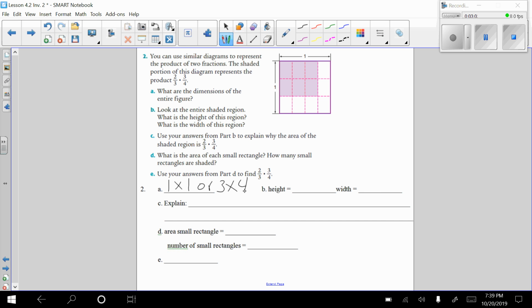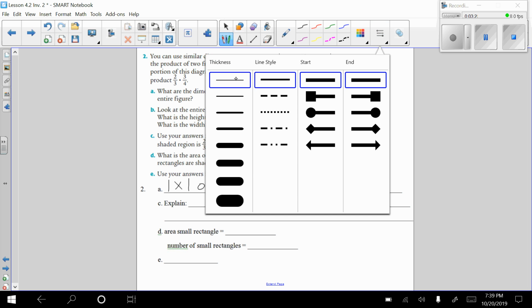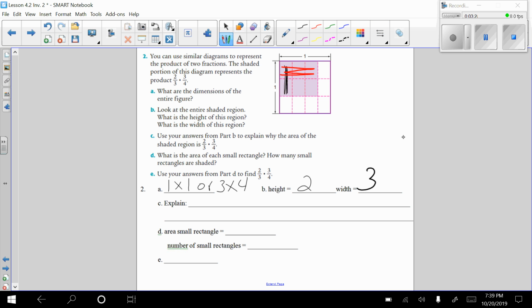Now look at the entire shaded region. What is the height of this region? Remember, just what is shaded. Well, if you're looking at the height, we're looking at the shaded part right here. So 2 of the height is shaded, so 2 out of the 3. And if we're looking at the width, we're looking right here, and we can see that 3 out of the 4 are shaded. So there, we can go ahead and write those down. To explain this, it's basically what I just said: looking at the height and the width, 2 of the height are shaded and 3 of the width are shaded.